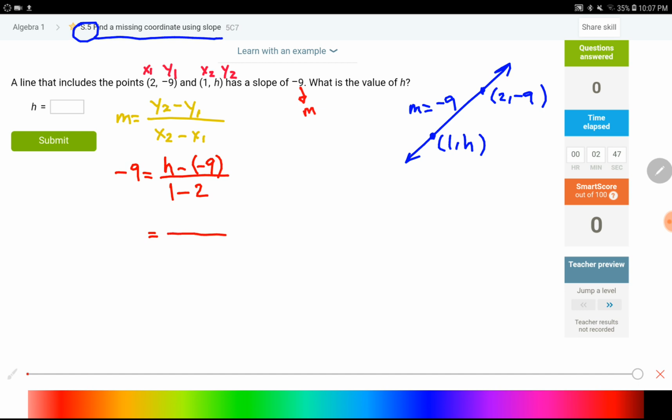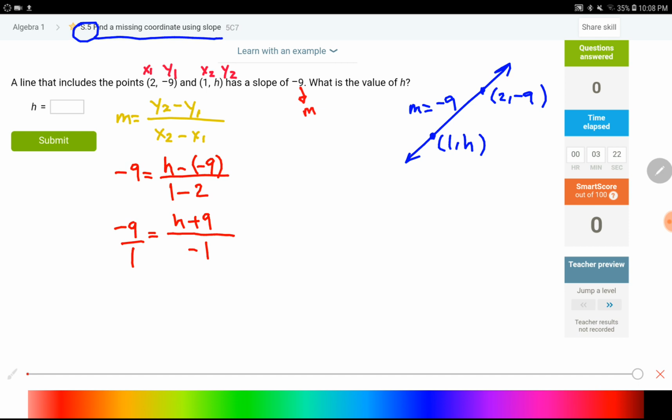Okay, I'm going to work on the right side. I will leave that -9 over there for a while. Okay, h minus -9 turns into h plus 9. Let's work with the denominator on the right side. It says 1 minus 2, that's -1. Let's get back to the left side now. I have -9 at the top. There's nothing in the denominator of this fraction. I just turned it into a fraction and put it over 1, because any number over 1 equals itself.